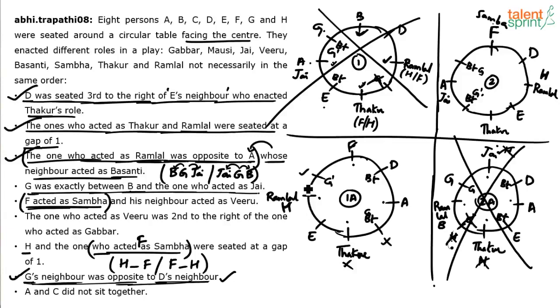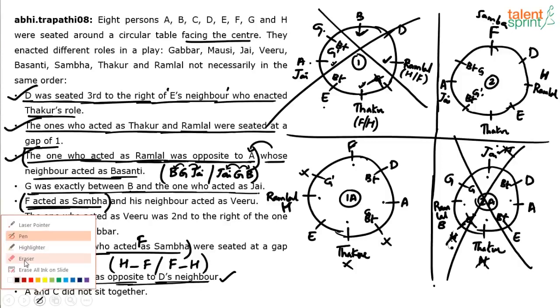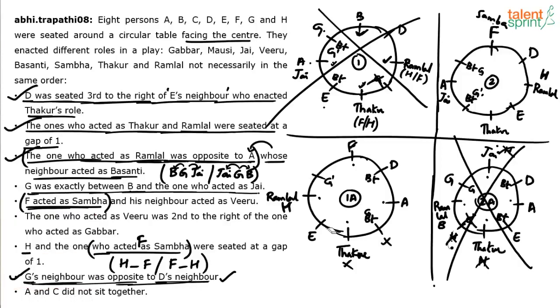Possible. Can F come here? If F comes here, H should come here, D not possible, or H should come here, D not possible. F cannot come here. Or maybe F comes here. If F comes here, no, F cannot come here because this is Ramlal. That's it. So the only place where F can come is this. So with respect to 1A also, F and H are fixed. Let me clear all the unnecessary stuff.